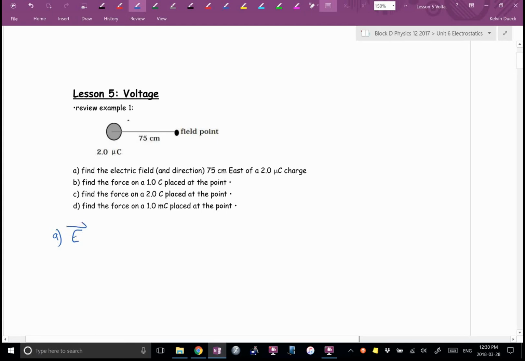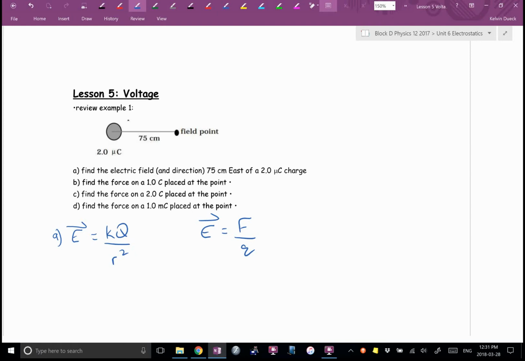There's a problem. There are 2 ways to find electric field from your formula sheet. See them both? One way is K big Q over R squared, and one way is F over little q. Which method am I going to use to find electric field here? The first one or the second one? First one. How do I know? Because it gives you an R. Gives me an R. Okay?